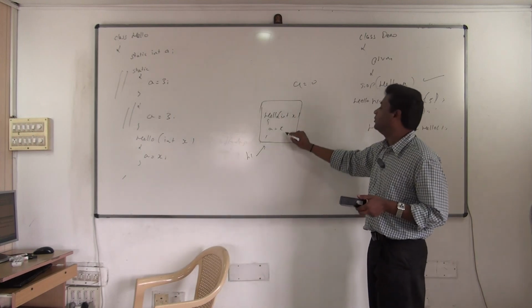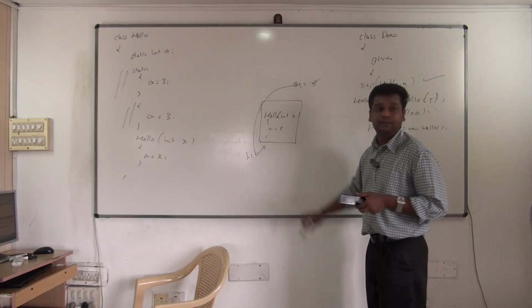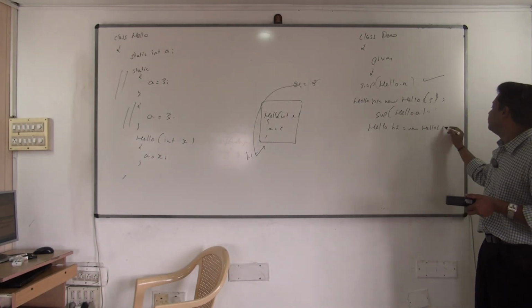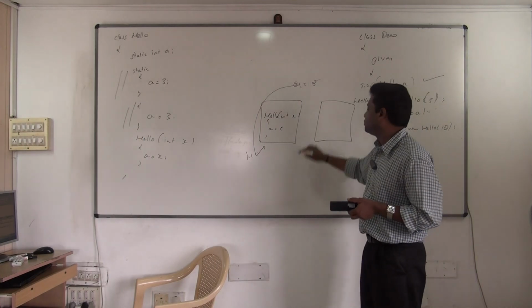So what will the constructor do now? a is equal to x. Whatever value you are giving, it will change it now. Yes or no? There's only one copy. Now again I'll say Hello h2 is equal to new Hello of 10. What will happen now? One more new object gets created, h2.